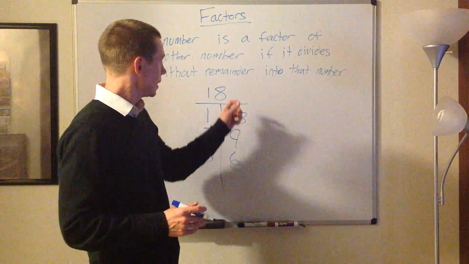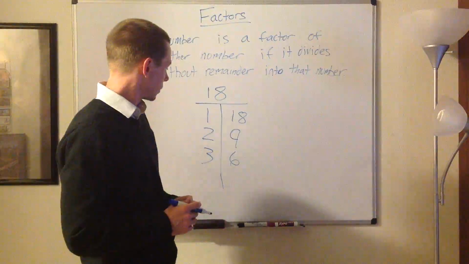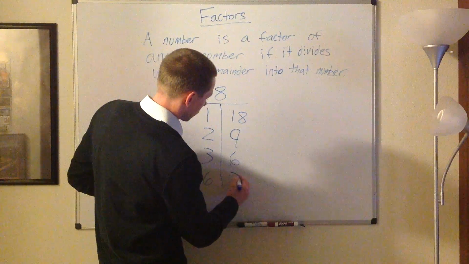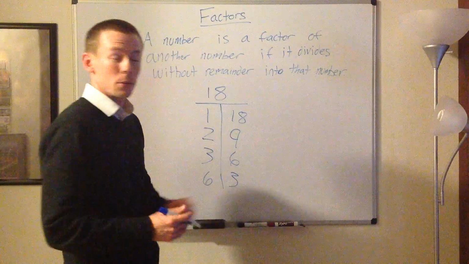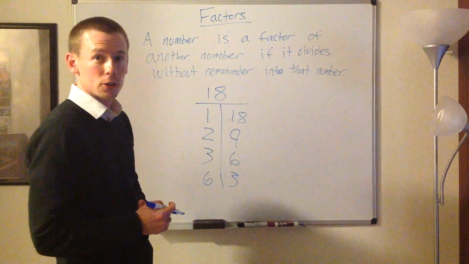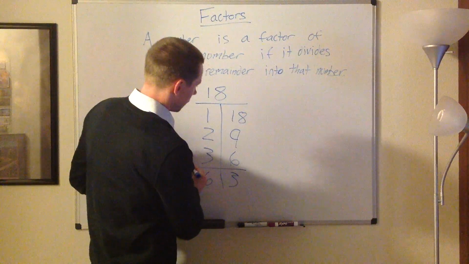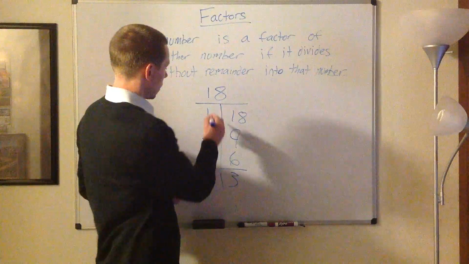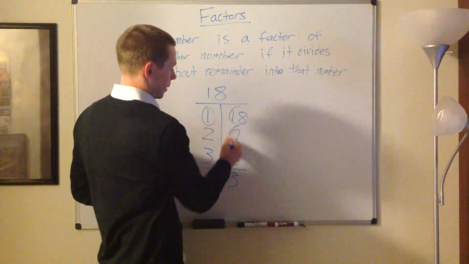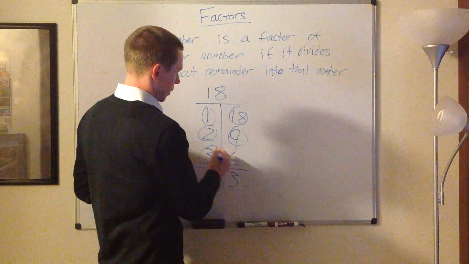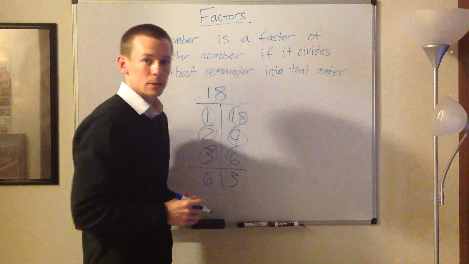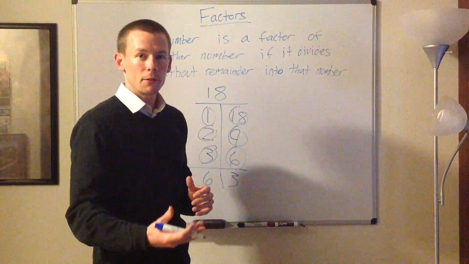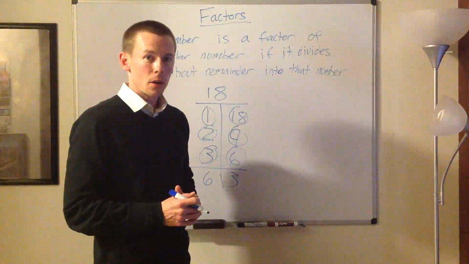What about 6? Yep, we know 6 and 3 work. So this is when we know we're done. We've encountered our first repeat. Cut it off here. And the factors of 18 are 1, 18, 9, 2, 3, and 6. So if you want to practice now, you can try another number like 24 and see if you can find all the factors.